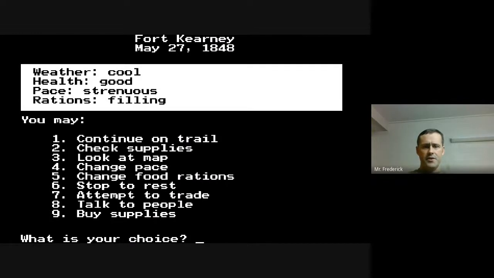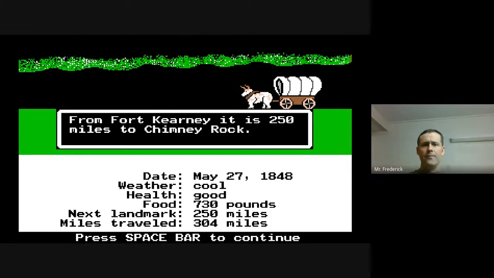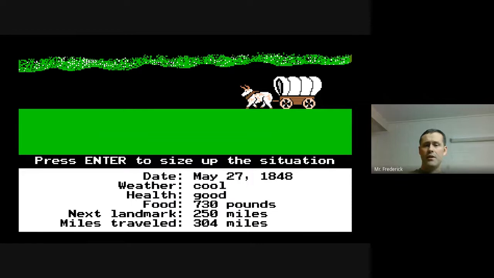All right, let's continue on the trail. From Fort Kearny, it is 250 miles to Chimney Rock. My health is still good. Still got a pretty good chunk of food. Let's walk on and find out what happens. Ooh, weather's getting hot now that it's the end of May. May 31st. Oh, the weather's cool again. Health is still good. Still making some progress.